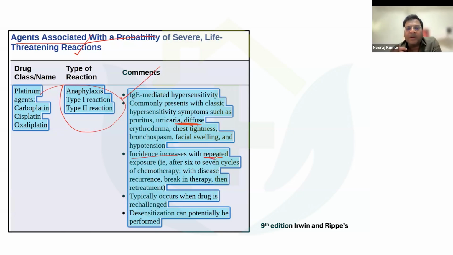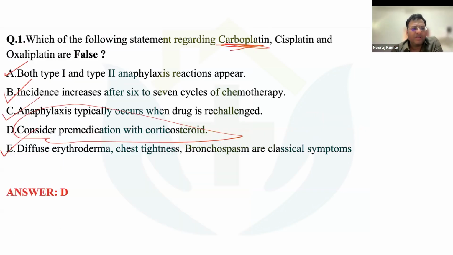If you are repeatedly using oxaliplatin and cisplatin, at least 6 to 7 cycles, the cutoff is 6 to 7 cycles, not first, not second, not third, not fifth. At least 6 cycles have to be given to check for any life-threatening reactions. Typically these life-threatening reactions always happen when the drug is rechallenged. Desensitization can also be performed. So the last option, the D option, says premedication with corticosteroids is not required prior to starting these platin groups of drugs.